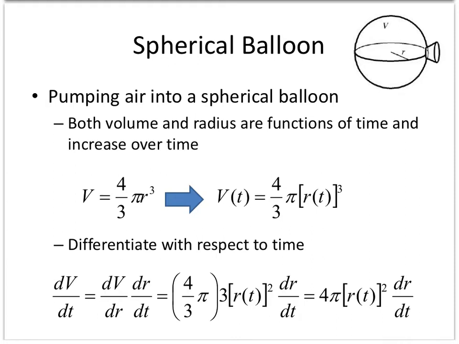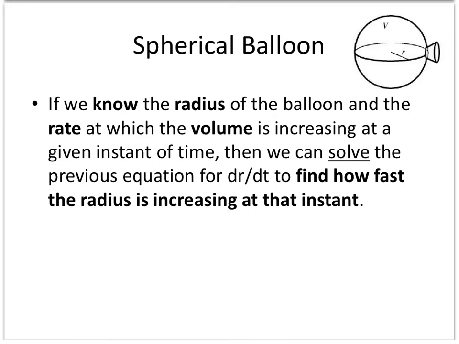Now I can just make it look a little bit better. I just canceled the 3 there, and that's all I did. So now it gives me an equation here that if I knew the radius, then I could get an actual value, and if I knew how fast the radius is changing, a value of the change in my volume. So if we know the radius of the balloon and the rate at which the volume is increasing, in this case I can actually solve for how fast the radius is increasing.